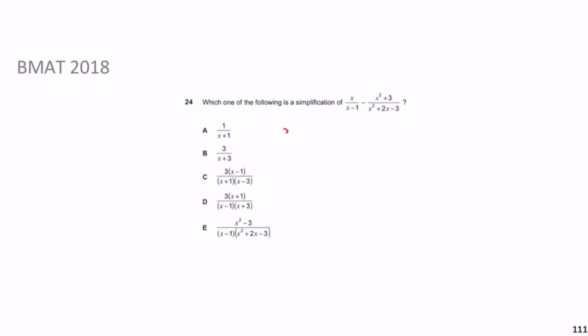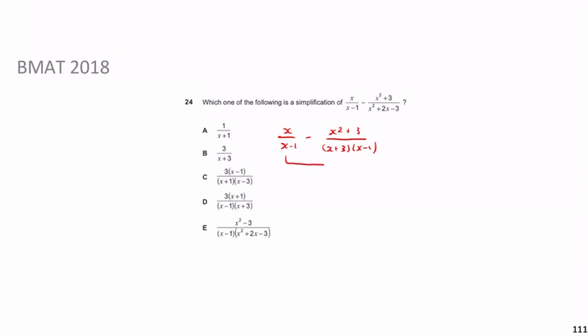So obviously this x over x minus 1, you can't really do anything with it, but then x squared plus 3, again, you can't do anything with this, right? X squared plus 3, you leave that. But then the bottom one, you can do some of it. So you have to find 2 numbers that multiply to give minus 3, but add to give 2. That's 3 and minus 1, isn't it? So x plus 3 and then x minus 1.